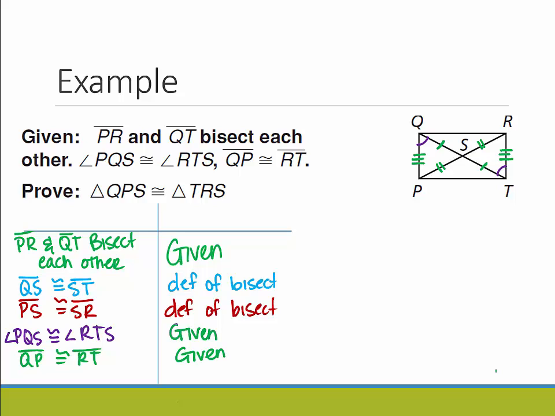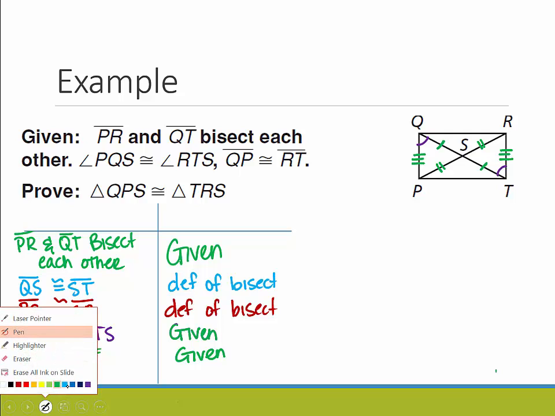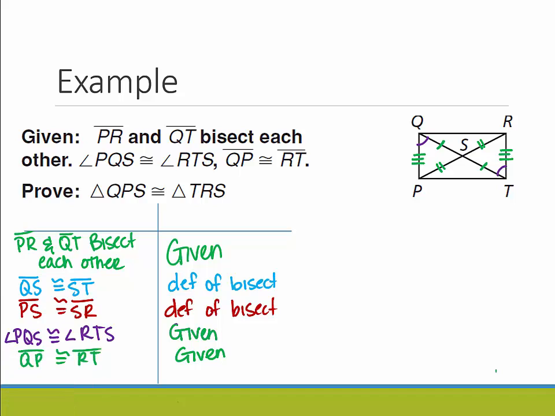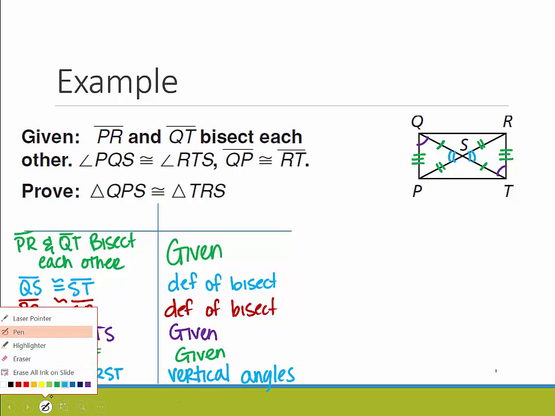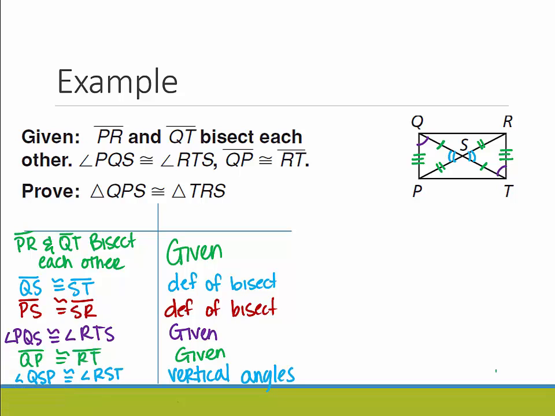So right now we have all three sides, so we're good with sides, but we only have one angle. So think back to when we first started talking about angles, we talked about vertical angles. Because these two angles here are vertical, they have to be congruent. So we can say that QSP is congruent to RST because of vertical angles. And then again, that just leaves us one angle that we have to prove is congruent.